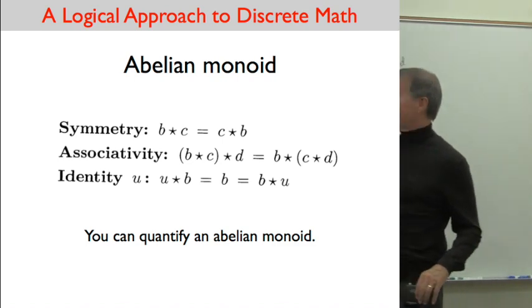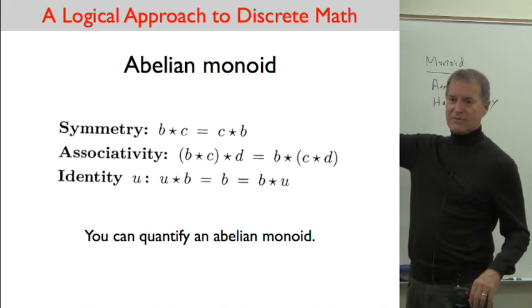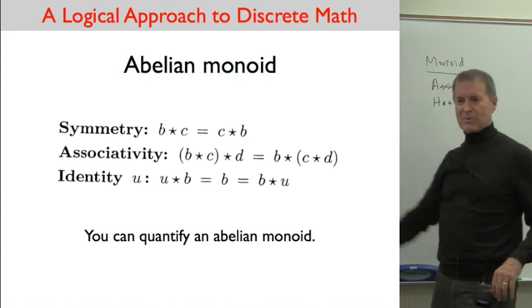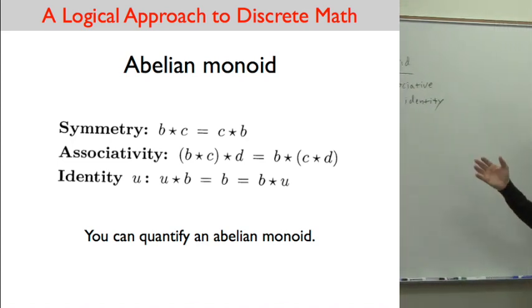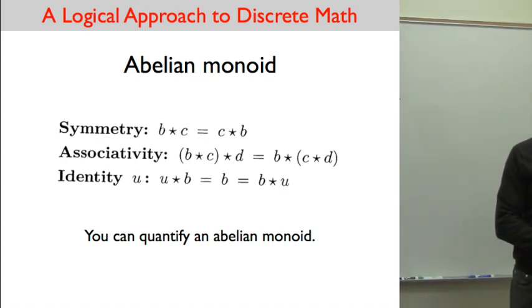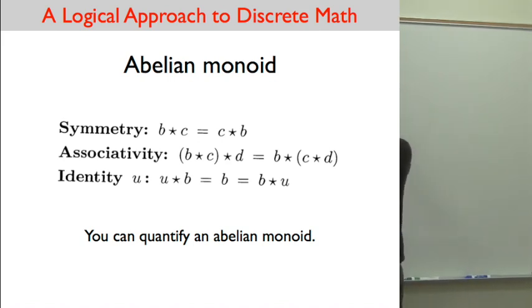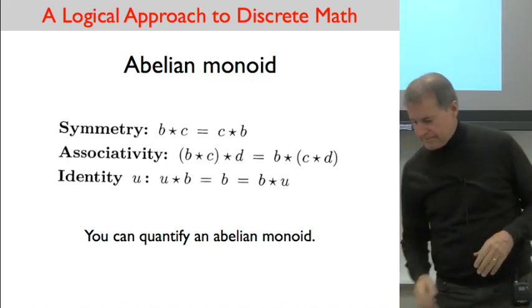In a math class, symmetry is called commutative. That's called the commutative law. So they would say abelian is a commutative operator. Okay? Is everybody clear on how that works? Okay, so the next thing we have to learn are some properties of quantification. All right?